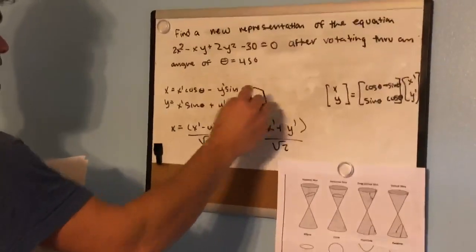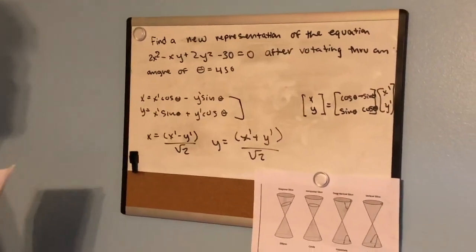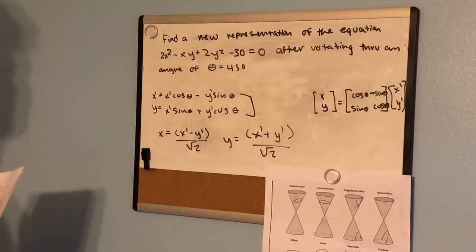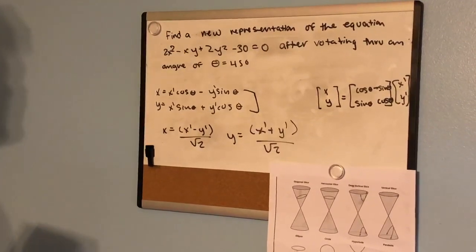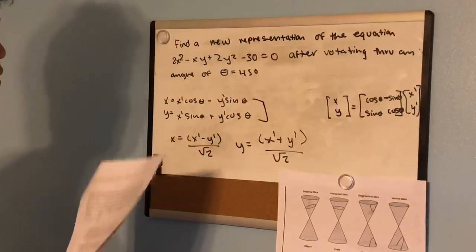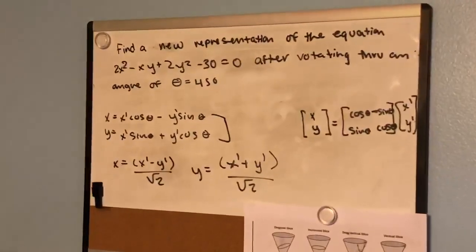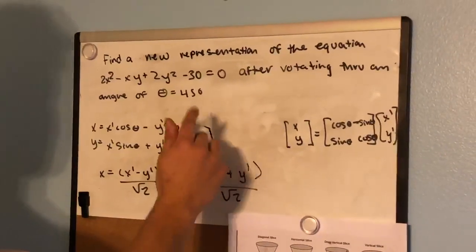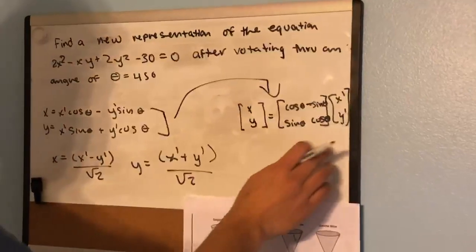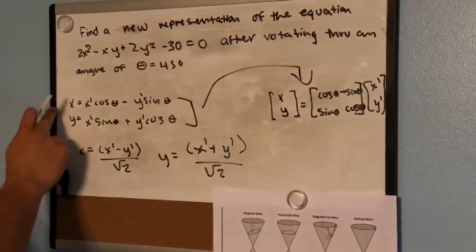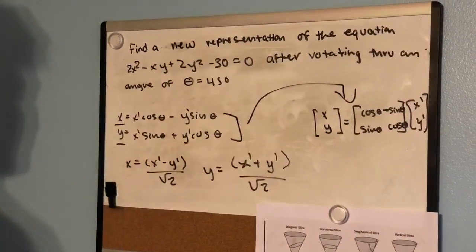The two equations that we need to be aware of are x equals x prime cos theta minus y prime sine theta, and y equals x prime sine theta plus y prime cos theta. This will allow us to obtain the new equation after rotating through a given angle. And this equation was obtained by this right here. Once you multiply it out, you get x to equal that and y to equal that.